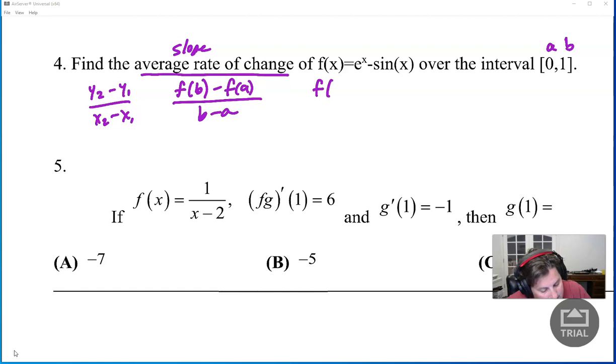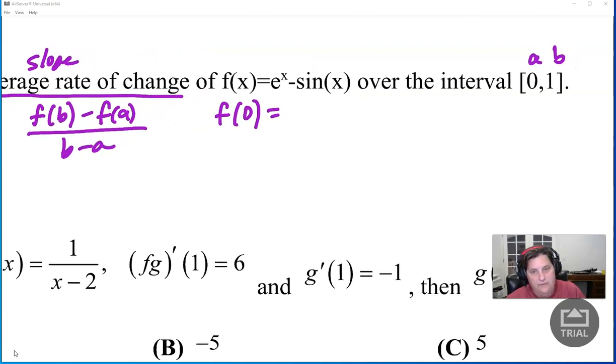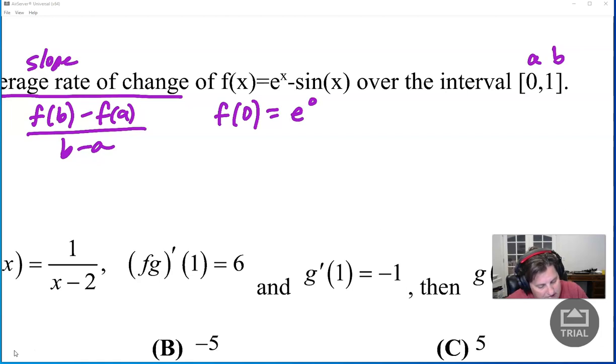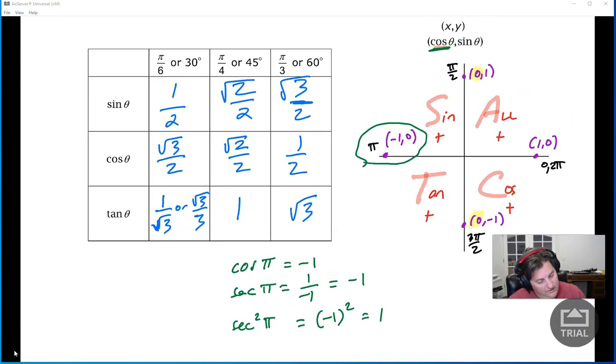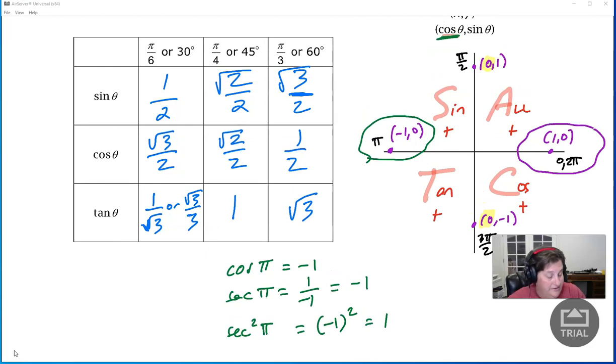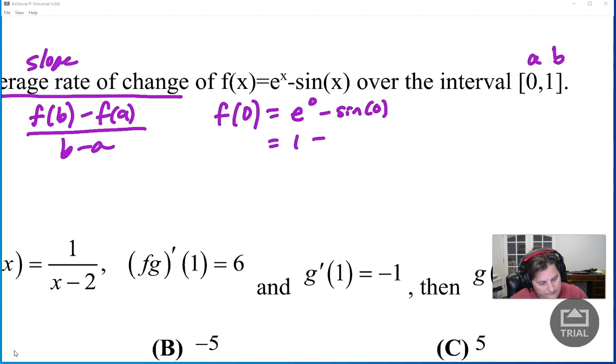If I plug in 0, let's start with that. I get e to the 0 minus the sine of 0. Well, e to the 0 is 1, and to figure out what sine of 0 is, I'm going to go back over to my trig chart. Sine is the y-coordinate. So I go to the angle 0, and then I find the y-coordinate, which is 0. So sine of 0 is 0, which means f of 0 is 1.